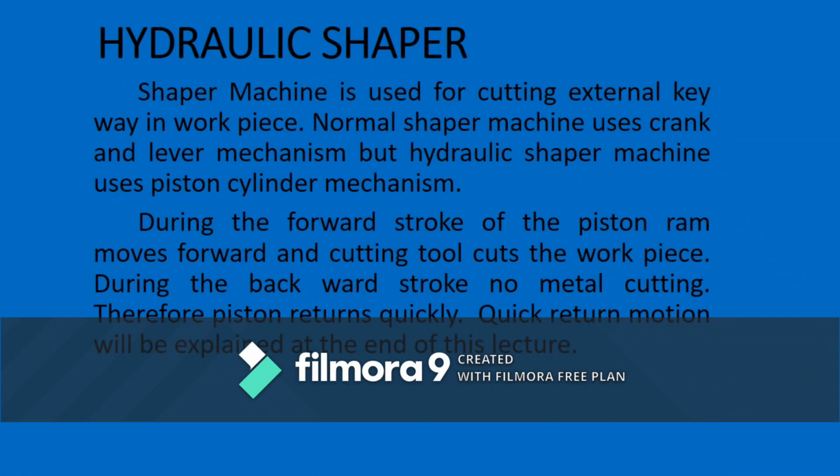Let us start with the definition of shaper machine. Shaper machine is used for cutting external keyways in workpiece. In a normal shaper machine, it uses crank and lever mechanism, but in hydraulic shaper machine, it uses piston and cylinder mechanism. During the forward stroke of this hydraulic shaper machine, the piston moves forward so that it pushes the ram. That is why the cutting tool cuts the workpiece.